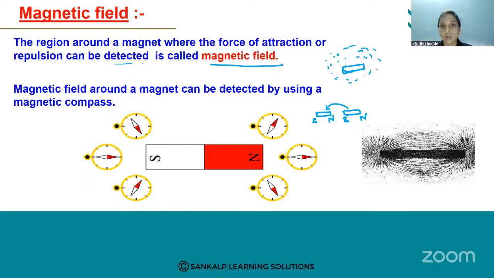That is called magnetic field. OK, that is called magnetic field. So, according to the definition, the magnetic field is the region around a magnet where the force of attraction or repulsion takes place. But how can we say that this much region shows the magnetic field? How can we say that?